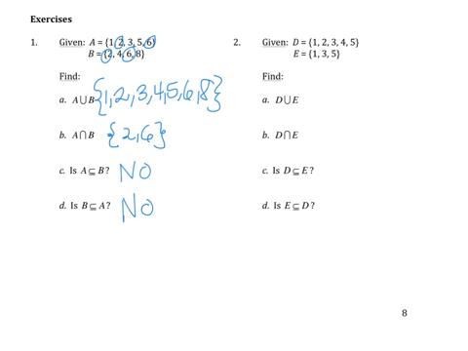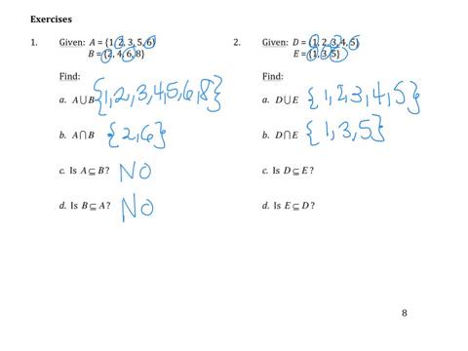Okay, so for number 2, we're given D and E. Those are sets that we're going to find the union of. So that means those are all the elements. So 1, 2, 3, 4, and 5. The intersection is the shared. So that's 1, 3, and 5. Okay, so is D a subset of E? So clearly it is not. And is E a subset of D? Well, we have 1, 3, and 5 in E, 1, 3, and 5 in D, so yes, it is a subset of D.